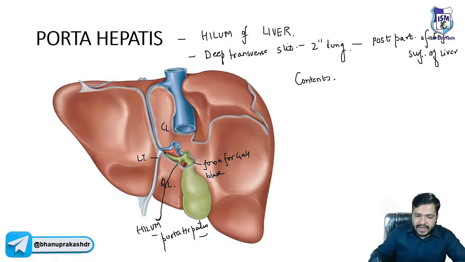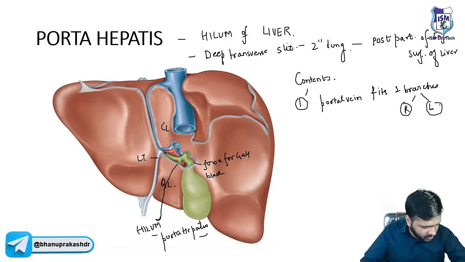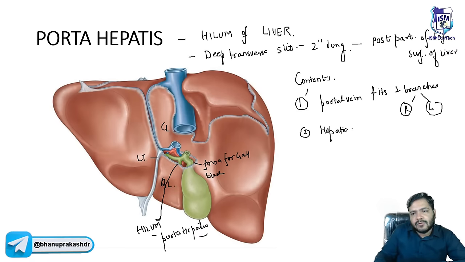But what are the contents, beta? The first one to remember is the portal vein, and its two branches, the right branch and the left branch of the portal vein. The second is the hepatic artery and its two branches, the right hepatic branch and the left hepatic branch.